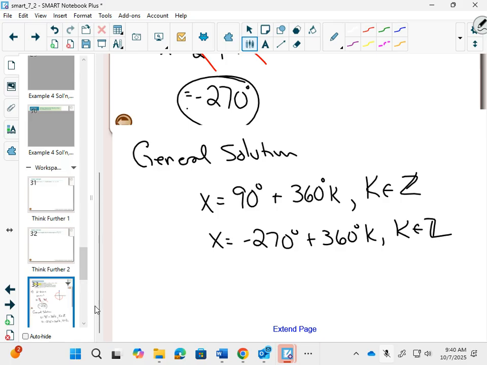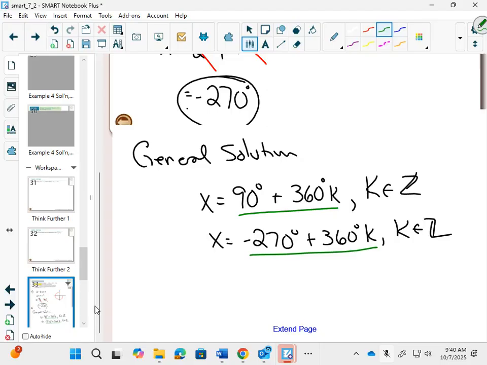No. Does it make sense that this statement writes everything coterminal with 90, and this statement writes everything coterminal with negative 270? And negative 270 and 90 are at the same place. It really doesn't matter which one you start with.